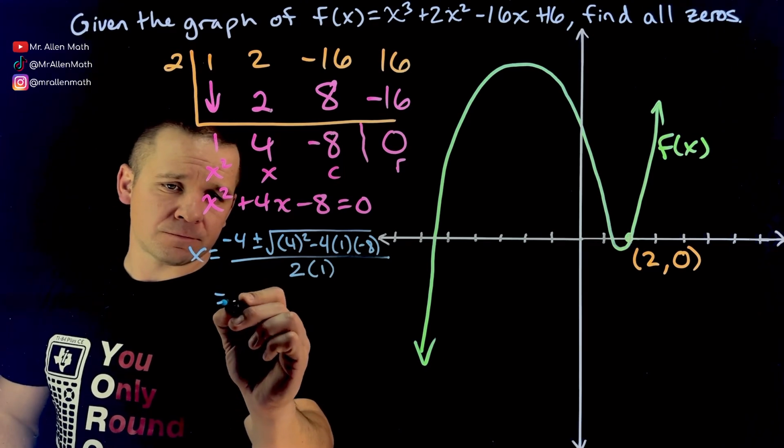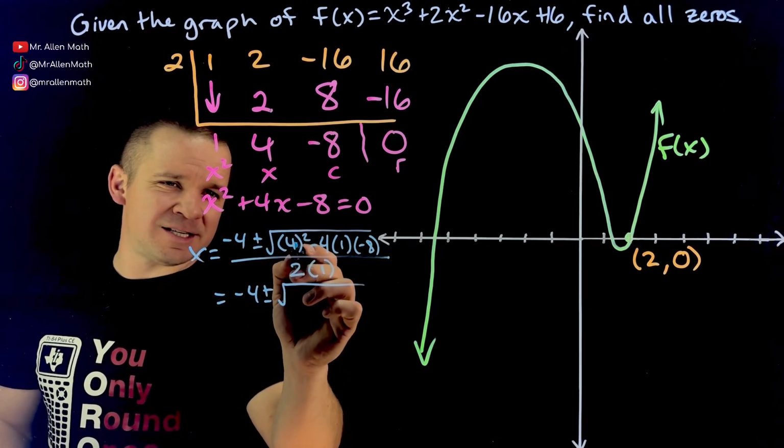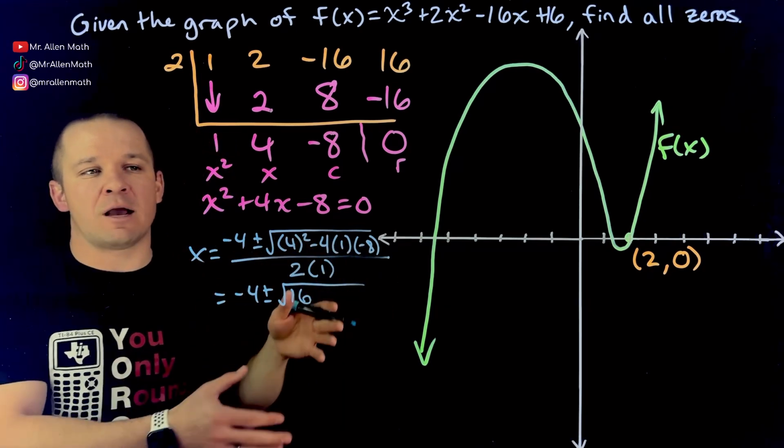All right. Negative 4. Let's clean up the inside here. So that's 16. Whenever I'm doing this by hand, this would be like a non-calculator problem.